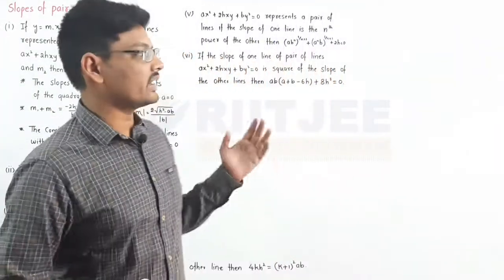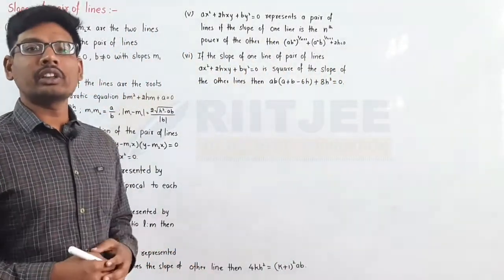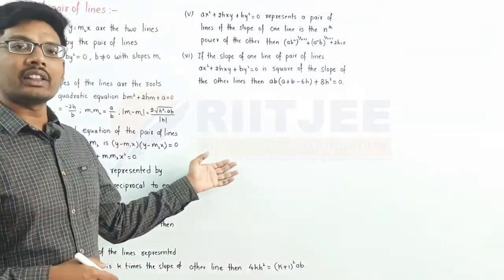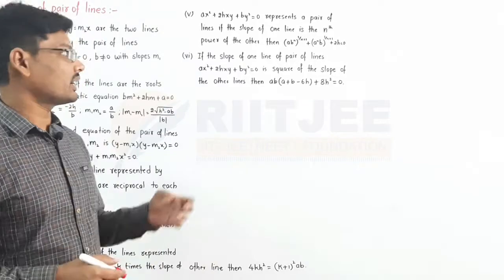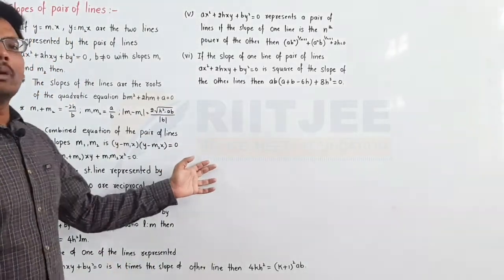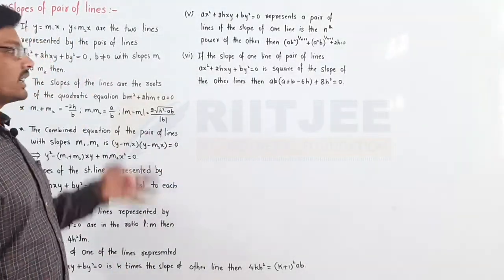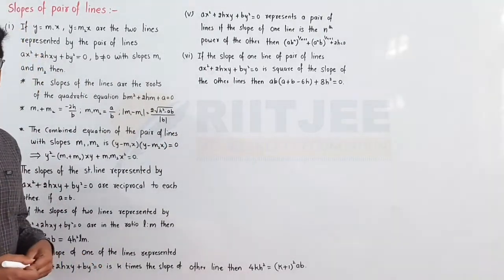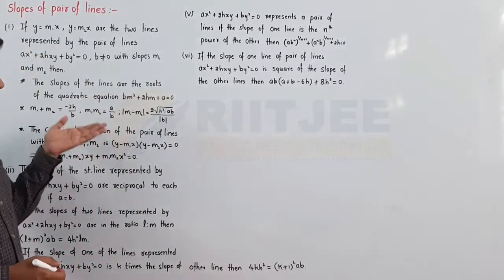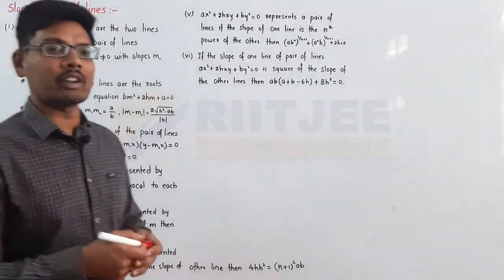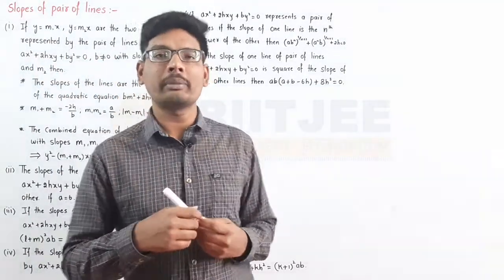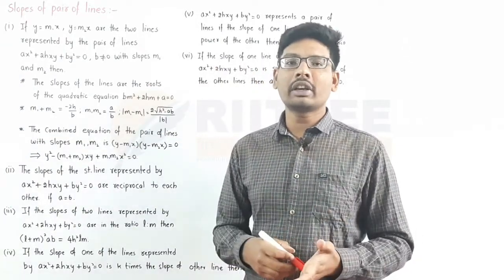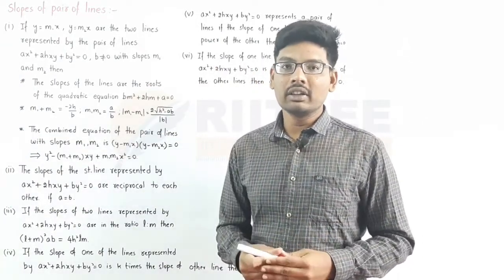Before listening to this class, go through the material which is provided to you, that is volume number 3. In that volume number 3, the pair of straight lines chapter, according to the material only we are teaching the classes. Each and every point on this board is included in our material. Please go through the material before watching this class, so while watching you can also cross check the material.